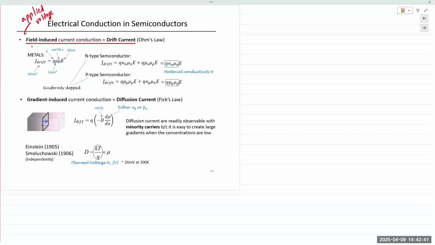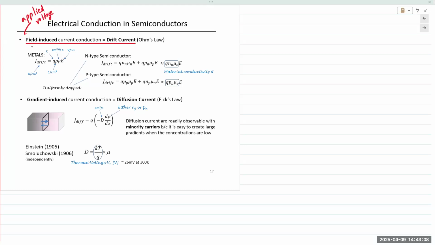In semiconductors, however, there are two mechanisms for current flow. The first one is the field-induced, meaning you apply an external electric field and your carriers drift in response to that electric field. Electrons will want to move with the field, holes will want to move against the field.